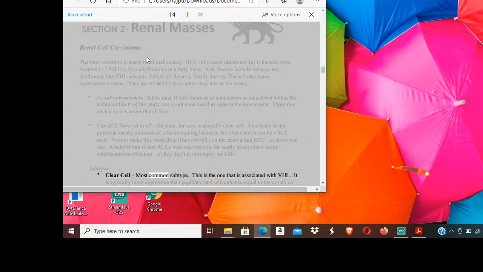Subtypes: clear cell, most common subtype. This is the one that is associated with VHL. It is typically more aggressive than papillary, and will enhance equal to the cortex on corticomedullary phase.